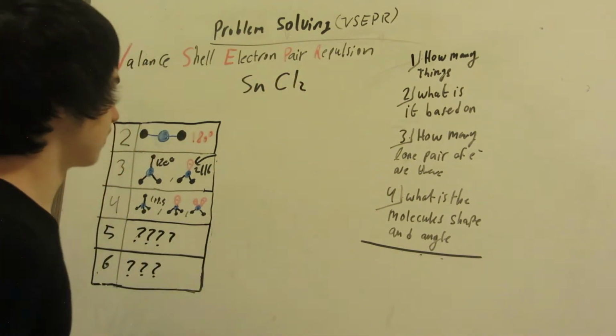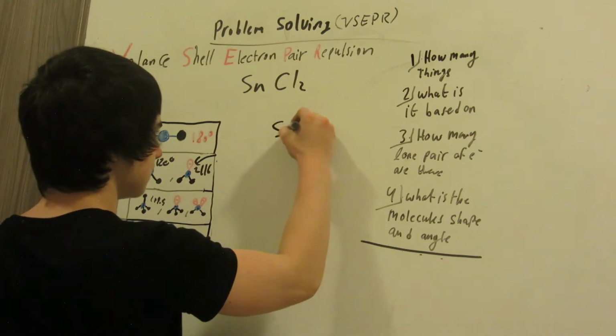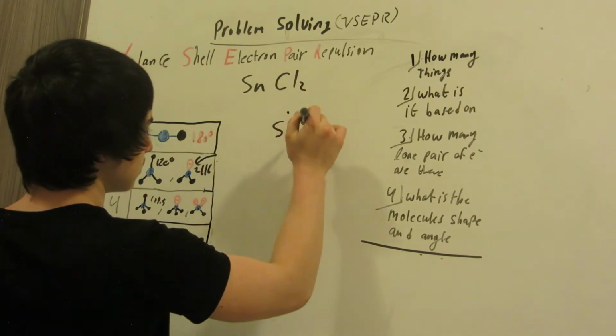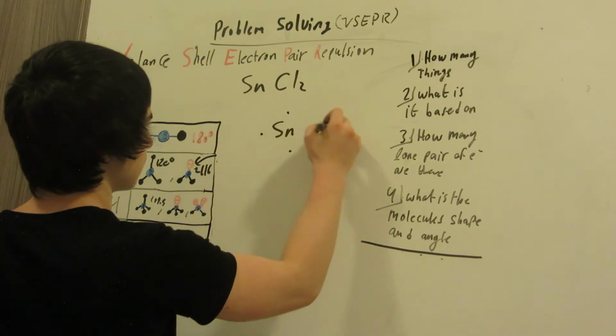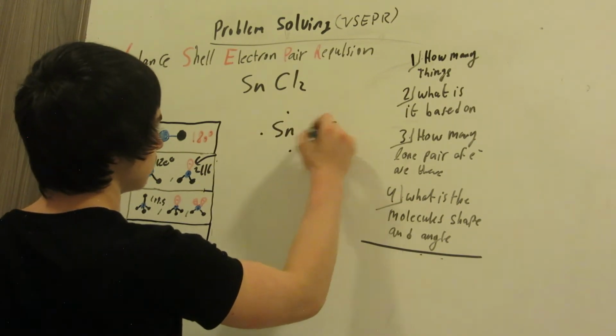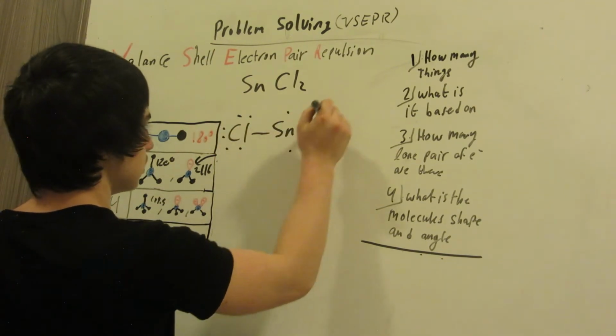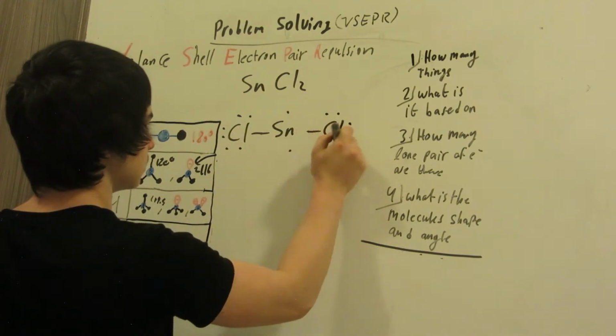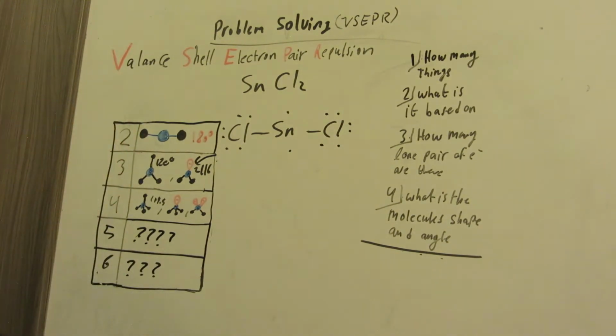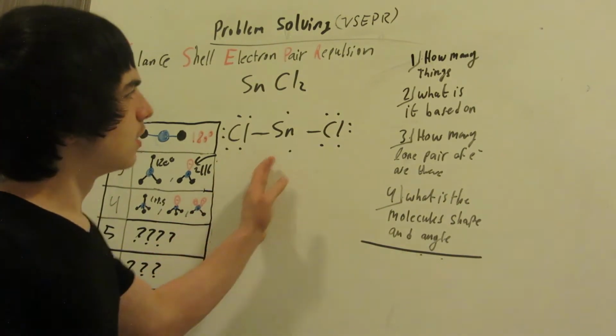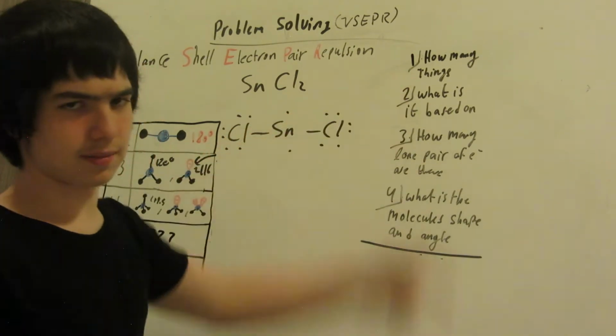Alright, SnCl2. Tin is going to be in the middle. We're going to have the Cl, each with a single bond. Alright, so first things first, here's the Lewis structure. We start with the first rule. How many things are there?